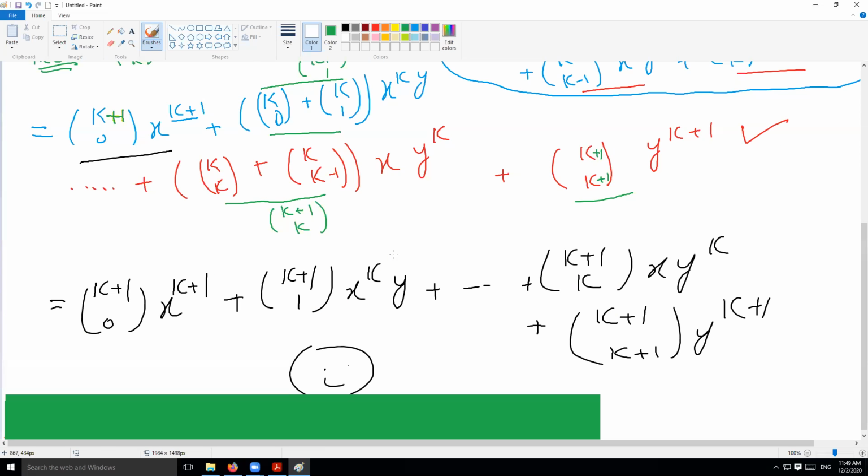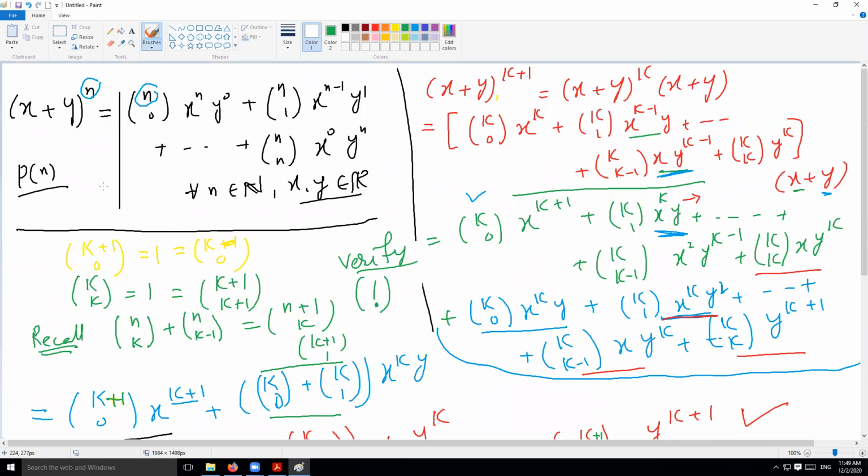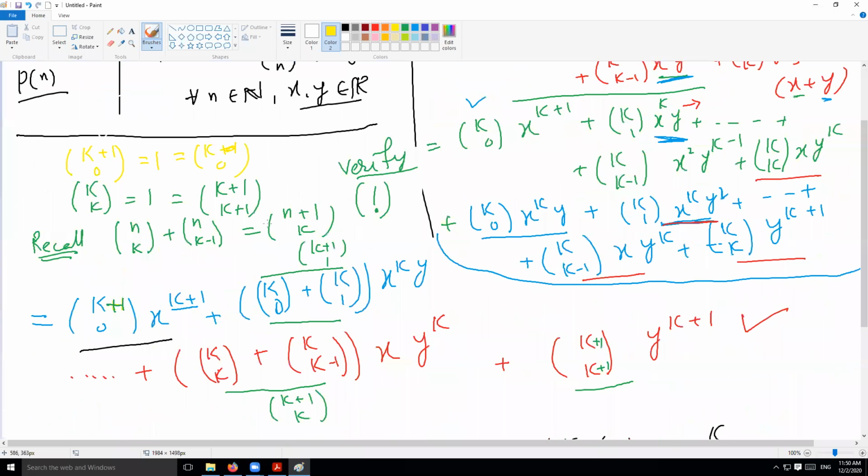The essence of mathematical induction is: give me any statement about natural numbers, could be an equation, an inequality, could be anything. Then I can prove it through mathematical induction. And what are the steps? First, prove it for P of 1, then assume P of k, and from P of k try to prove P of k plus 1. That's really the essence of it actually.